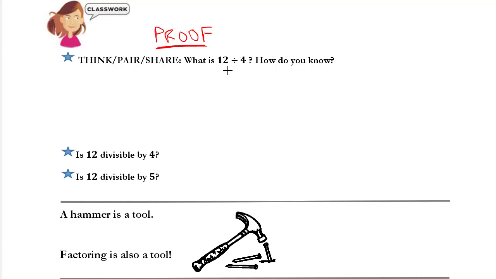So if I have the question, what is 12 divided by 4? Well, 3, right? So we can do that. We know it's 3. We can put it in the calculator if we want. 12 divided by 4 is 3.